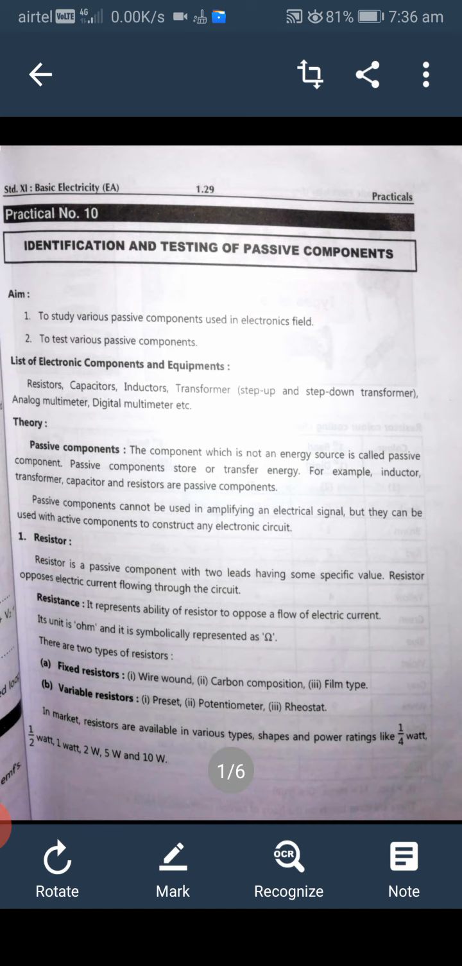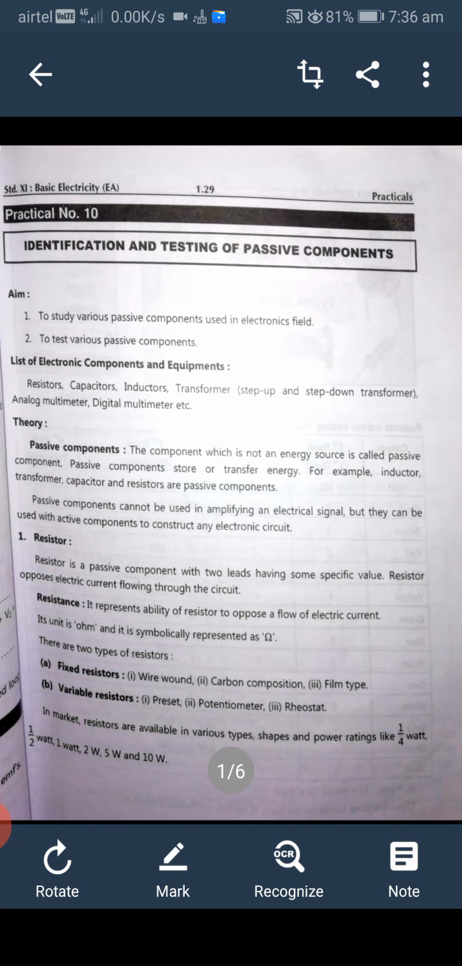Today we are going to discuss the identification and testing of passive components. The aim is to study various passive components used in the electronics field and to test various passive components.